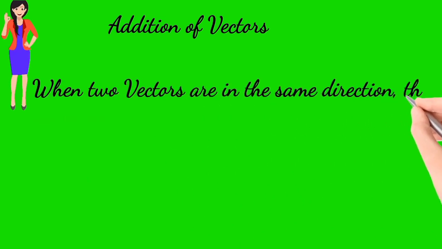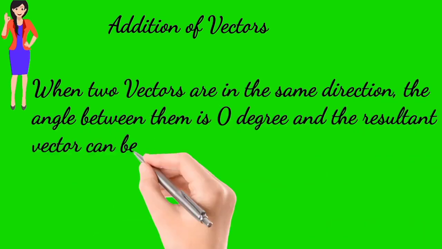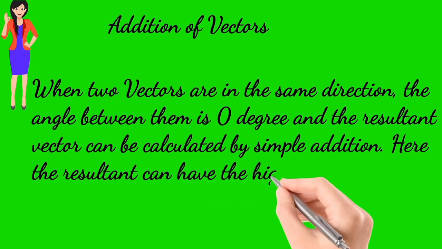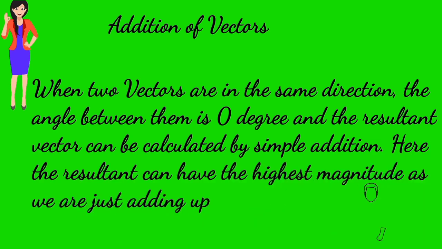So, addition of vectors. Addition of vectors simply involves geometric algebra. When two vectors are in the same direction, the angle between them is 0 degrees, and the resultant vector can be calculated by simple addition. Here, the resultant can have the highest magnitude as we are just adding up. Please take note: same direction, we add up.